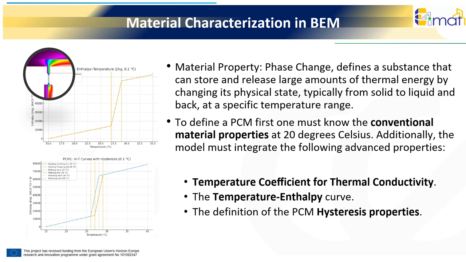Temperature coefficient for thermal conductivity, expressed in watts per meter Kelvin squared, which defines the change of the thermal conductivity per unit temperature excursion from the initial value at 20 C. The temperature enthalpy curve, whose function covers the entire temperature range that will be seen by the material. Lastly, the definition of the PCM hysteresis properties adds the hysteresis effect into the material, allowing the melting or freezing process to follow different curves, representing an effect that is commonly seen in actual building envelope phase change material applications.